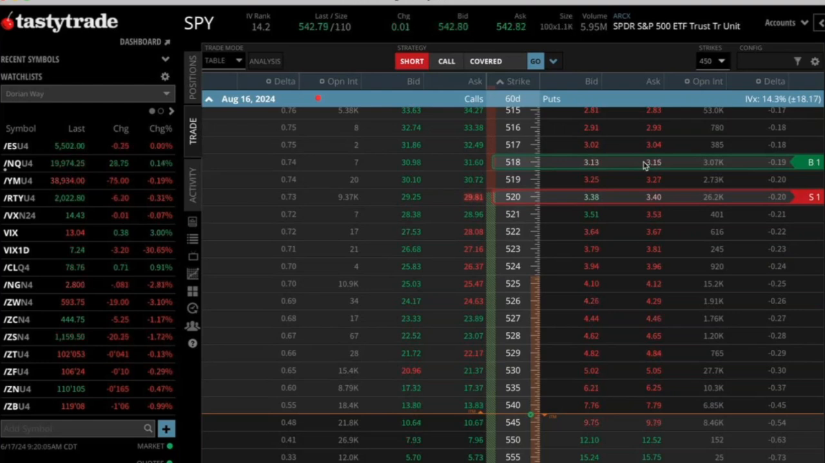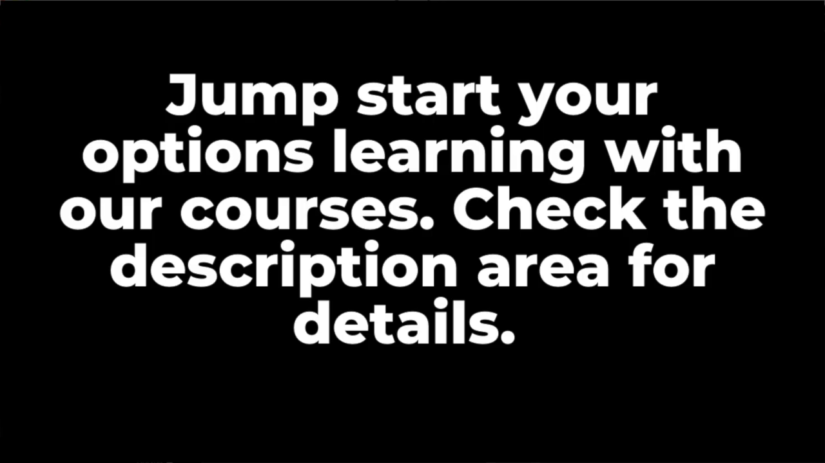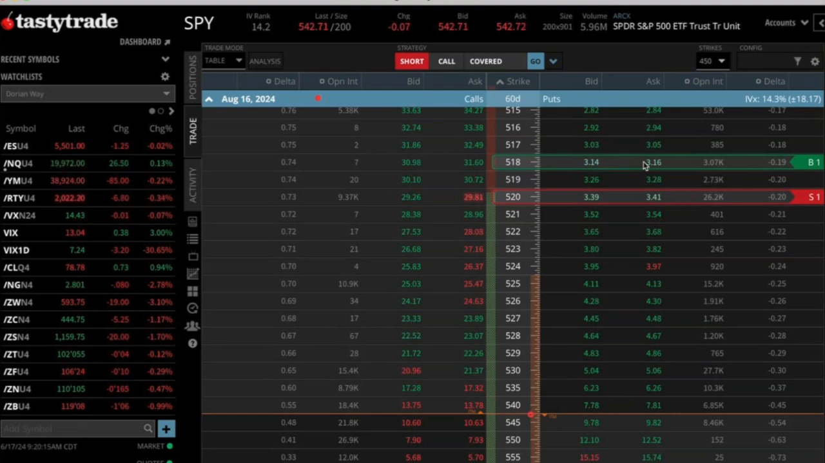With that said, you can also do what I call the broken wing butterfly put spread. It's not really called a put spread, right? I just throw that last part in. It's really called a broken wing butterfly strategy, but I throw that last part in and say the broken wing butterfly put spread.